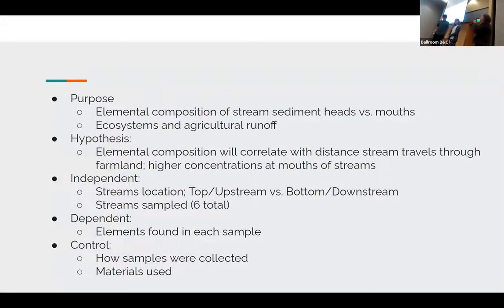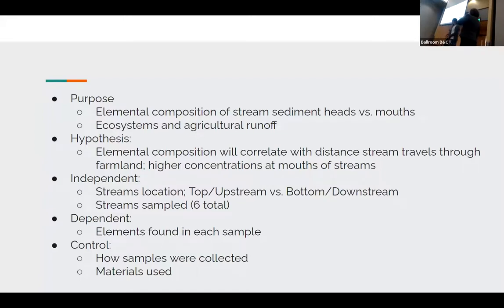The purpose of this experiment was to figure out the element composition of stream sediment heads versus mouths. Which doesn't make sense. So what it means is the downstream versus the upstream, so the top and the bottom, and compare which one has more sediment. The ecosystem and agricultural runoff is part of that too.